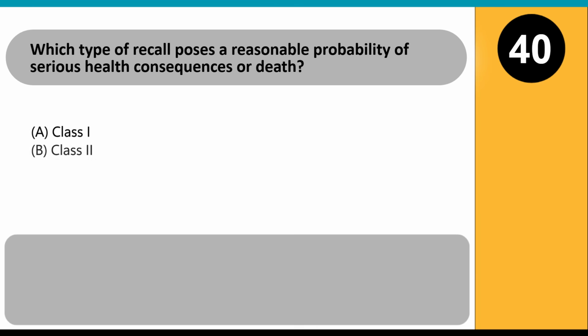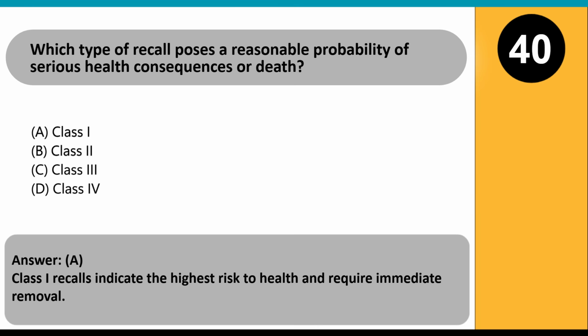Which type of recall poses a reasonable probability of serious health consequences or death? A. Class 1. B. Class 2. C. Class 3. D. Class 4. Answer, A. Class 1 recalls indicate the highest risk to health and require immediate removal.